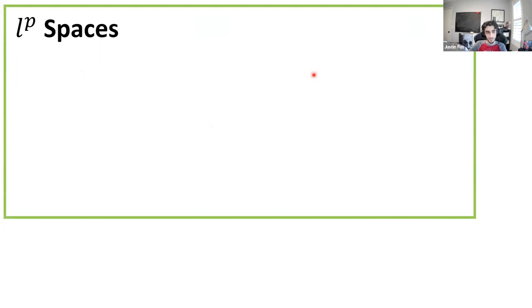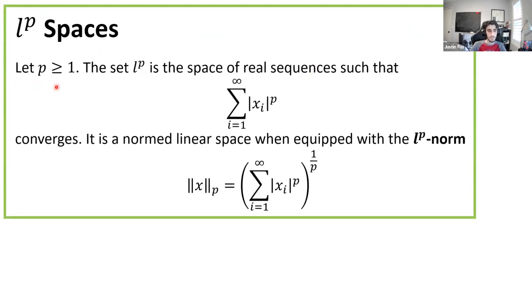So the formal definition of an LP space is, if we have any number p that is at least 1, then LP is the set of all real sequences such that this series, where we try to add up all the terms raised to the pth power, of course with an absolute value to keep things non-negative, converges. We want to see, does this converge? If it does, our sequence is in LP.